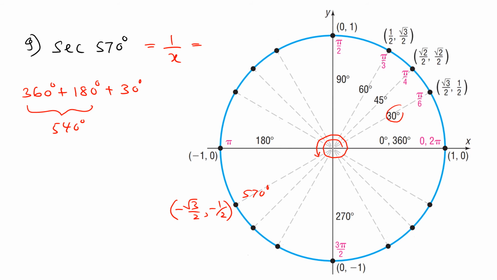So that means we only need the x coordinate here. And then we're going to do the reflection, which is 1 over the x coordinate. You can do it two different ways. Since it is 1 over and it's a fraction, you can write it upside down. So you can write the answer as negative 2 over square root 3, or you can just do the division: 1 divided by negative square root 3 over 2.